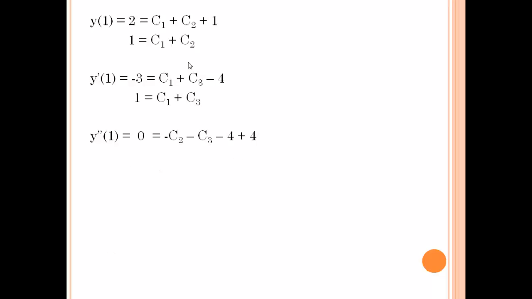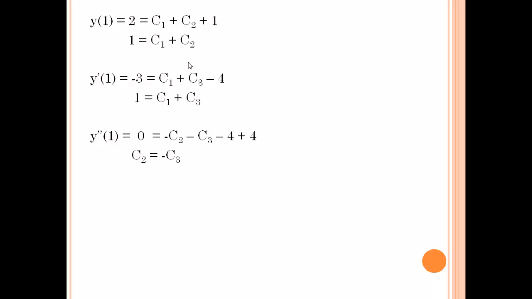y of 1 is equal to 2, which is equal to c1 plus c2 plus 1. And our first equation would be 1 is equal to c1 plus c2. Now, y prime of 1 is equal to negative 3, which is equal to c1 plus c3 minus 4. Now our second equation would be negative 1 is equal to c1 plus c3. Now our y double prime of 1 is equal to 0. Now it is equal to negative c2 minus c3 minus 4 plus 4. Now our third equation would be c2 is equal to negative c3.